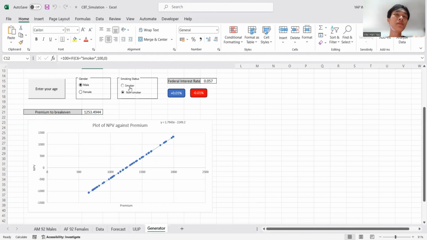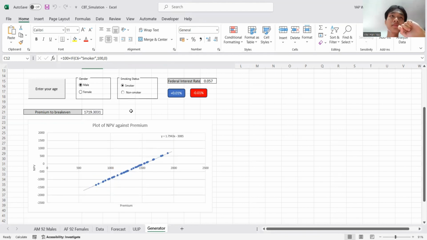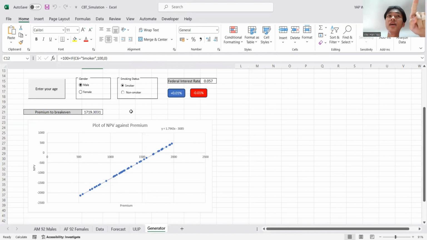The most important part is the smoking status. The non-smoker will get 1253. Let's say he smokes. You can see here the premium increases largely, approximately about $500. So that's the bad part of smoking.